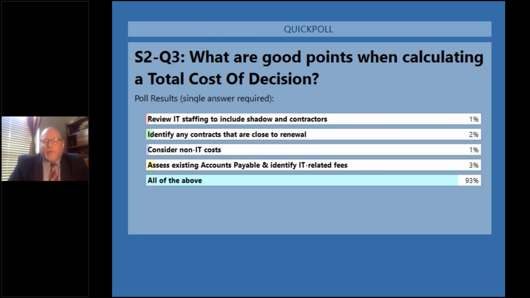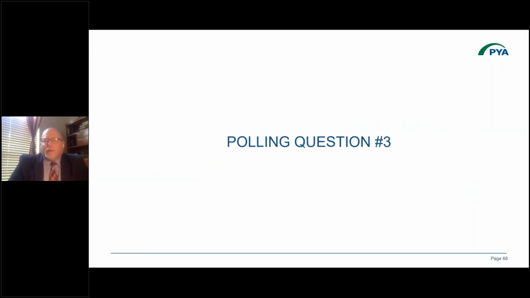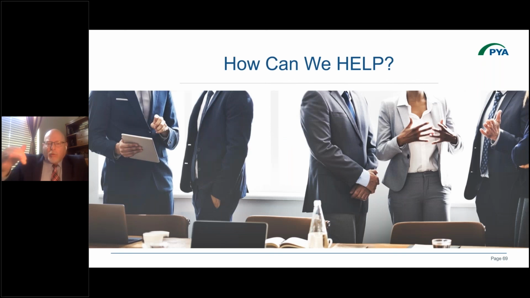Consider all your non-IT costs, that's the TCD, and assess the existing accounts payable. That's a good project to go through, even if you're not looking for the detail that we've talked about in this presentation. Just going through your AP every now and then and pulling out all of those IT costs is going to help you with identifying things that may be shelfware or inefficient. It's a good project, and one that you can do yourself if you have the time.